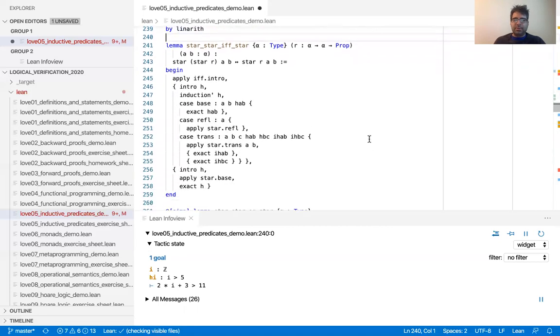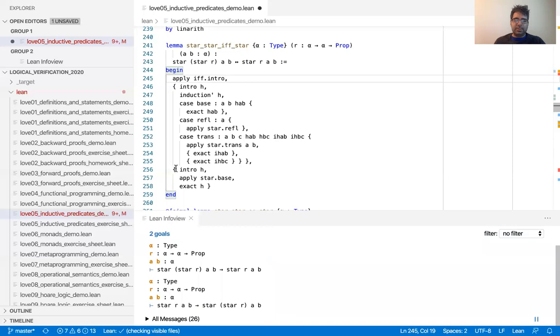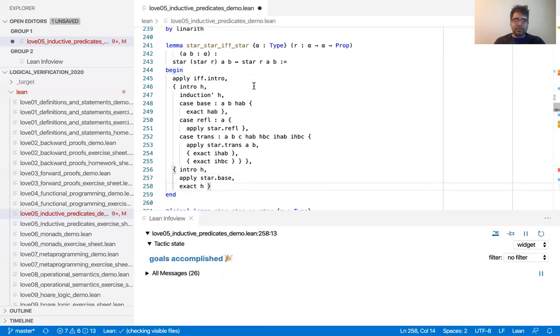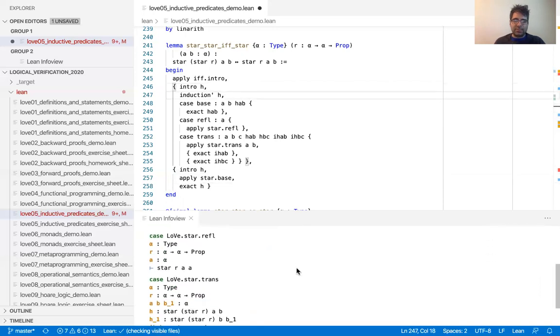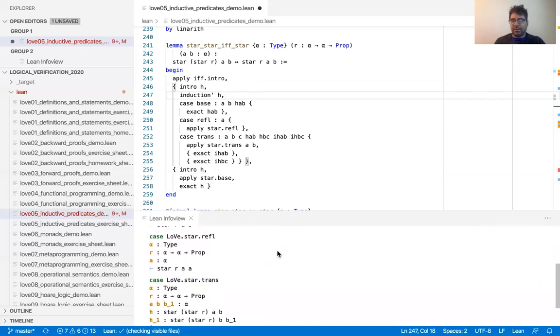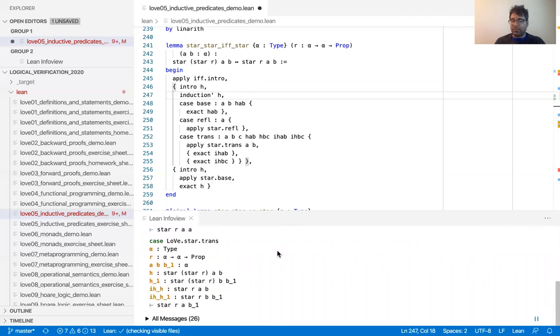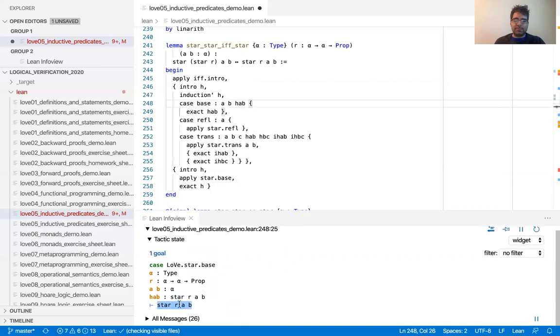Another example, I'm not going to go into details here, but it's about the star operator, the reflexive closure. So here we're saying that taking the star twice is equivalent to just taking it once. And the first thing is we have an if and only if. So we end up with two sub-goals. There's one direction that is trivial, and the other direction has an induction. And the induction has three cases, right? It creates three cases, the base case, the refl case, the trans case, because that's how we've defined reflexive transitive closure. In the base case, there's nothing to do. We just happen to have the right hypothesis.